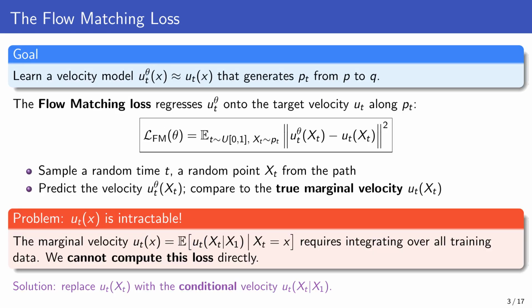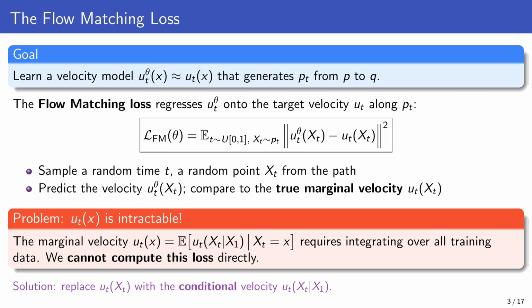Let us write down the ideal loss function for flow matching. If we could compute the true marginal velocity, u_t(x), training would be straightforward. Just do regression. The flow matching loss is an expected squared error. Sample a random time t uniformly between 0 and 1. Sample a random point x_t from the probability path at that time. Then measure how far our network's prediction is from the true velocity. In other words, it is just mean squared error between our prediction and the target, averaged over time and space.